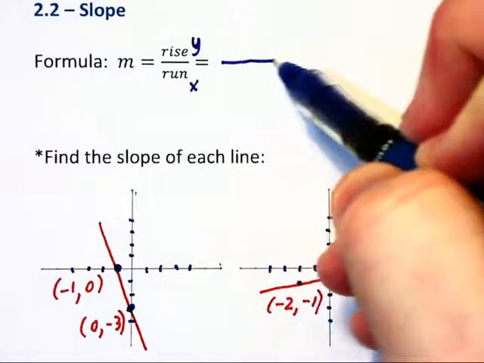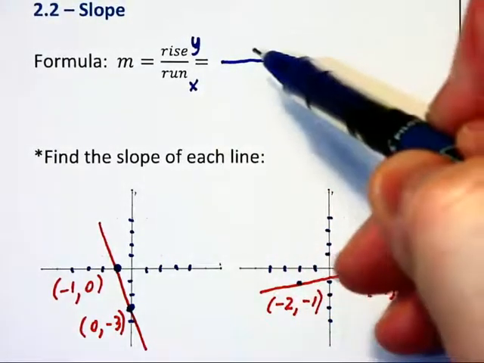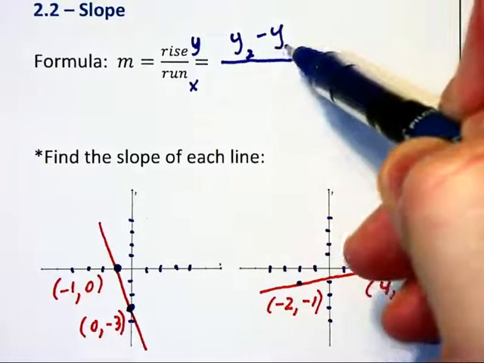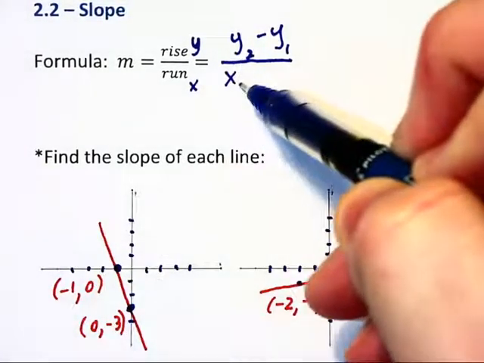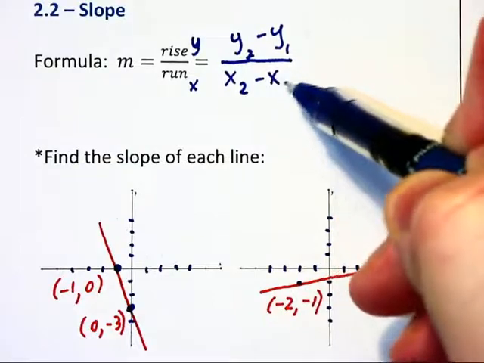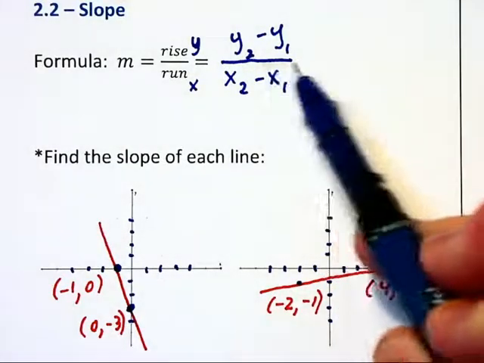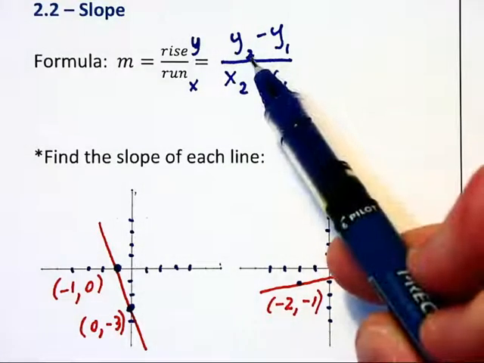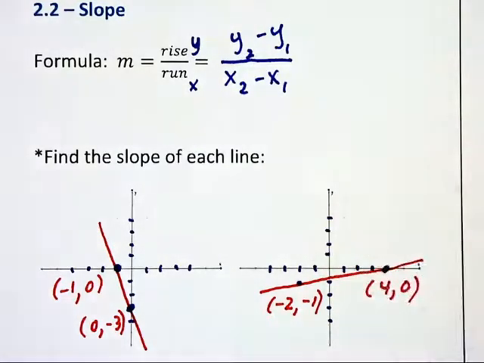Mathematically, if we want to find the slope between two different given points, we say that it is y sub 2 minus y sub 1 divided by x sub 2 minus x sub 1, where the subs refer to subscripts, and both of these are y values, but you know we're dealing with the second point and the first point.